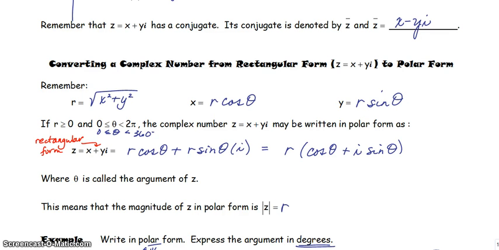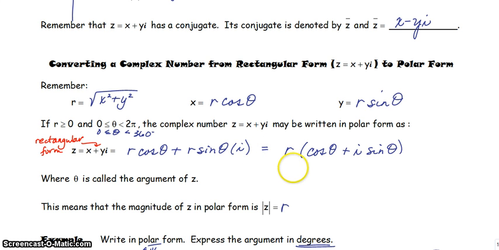So if I want to take the complex number z equals x plus yi and write it in polar form, I have my rectangular form, z equals x plus yi. I know that x is equal to r times the cosine of theta. I know that y is equal to r times the sine of theta, and then times i.